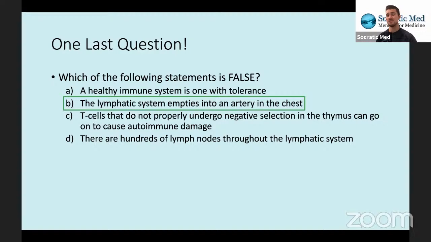I think there's like 500 to 600 total in a full-grown adult in the lymphatic system. But B, the lymphatic system empties into an artery in the chest, is not correct. The lymphatic system empties into a vein in the chest, but it does not empty into arteries. It goes into veins first. And that's really the only reason why B is incorrect.